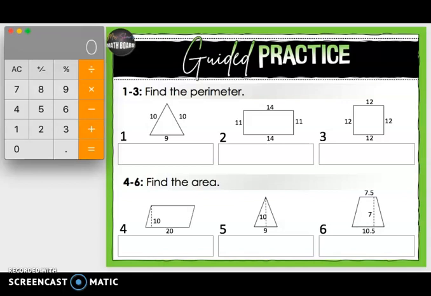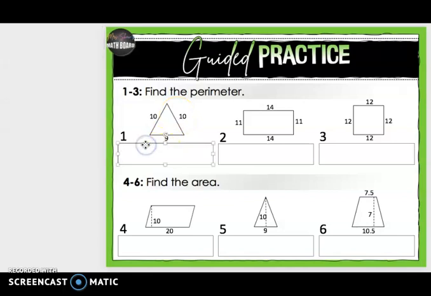So on number 1, we're finding the perimeter of this triangle. So what we're doing to find the perimeter, we're just adding up all 3 sides. Okay, so we can say 10 plus 10 plus 9. So we can kind of do this in our head. So 10 plus 10 we know is 20, plus 9 more is going to be 29.